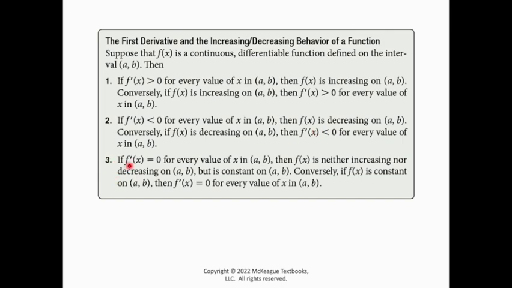Statement number 3 says, if the derivative is equal to 0 for every value of x on that interval, then the function is neither increasing nor decreasing on that interval, but it's a constant on that interval. And then again, it works in the reverse direction. If you're looking at the function first and you see that it's a constant function on the interval a to b, then we know that the derivative on that interval is going to be 0.